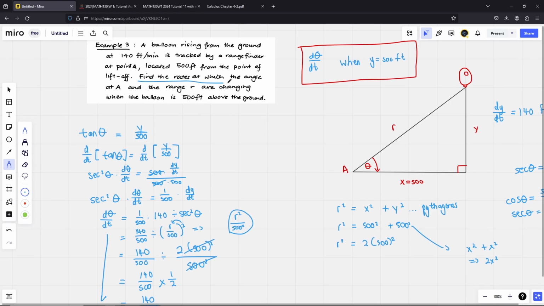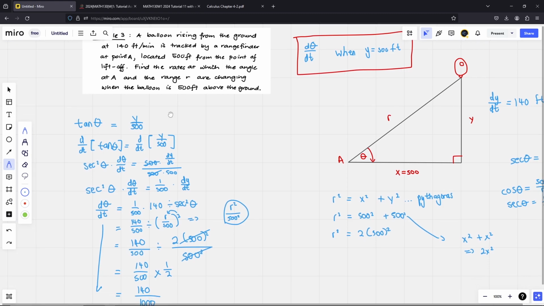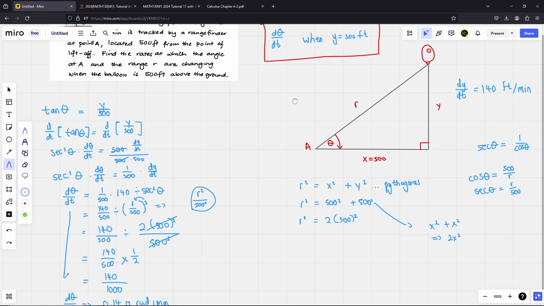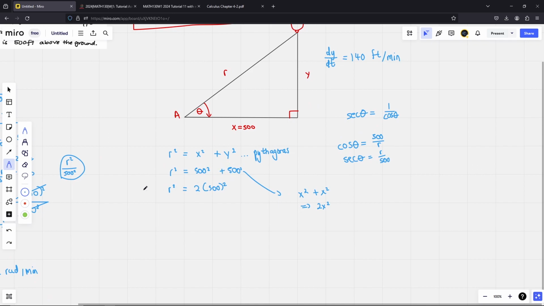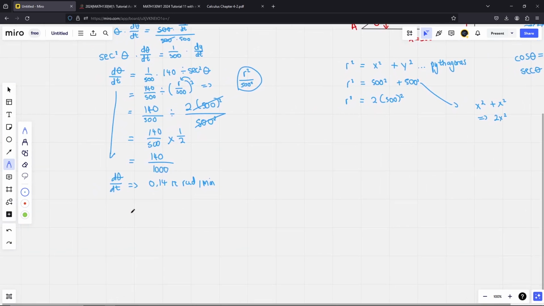So they said find the rates at which the angle at A and the range R are changing when the balloon is 500 feet above the ground. Well, it's changing at 0.14 pi radians every minute.